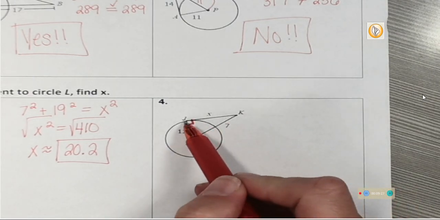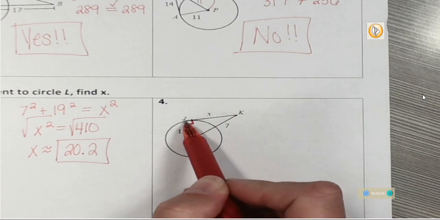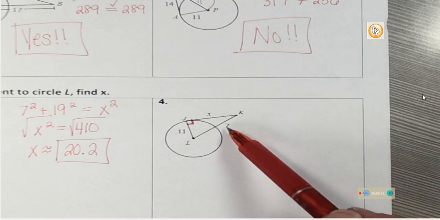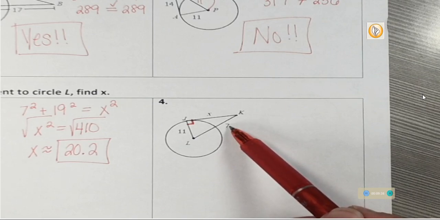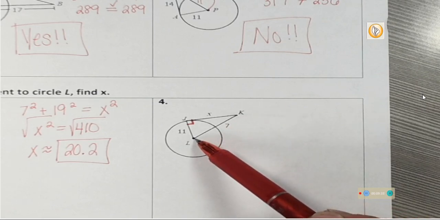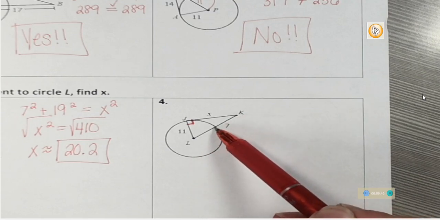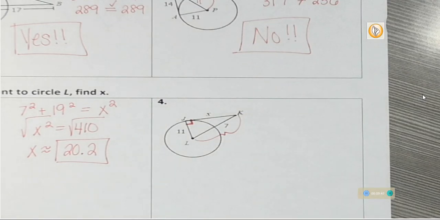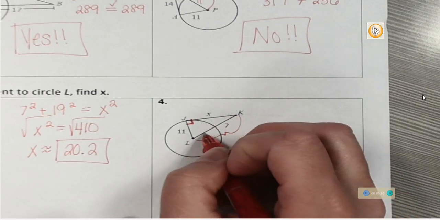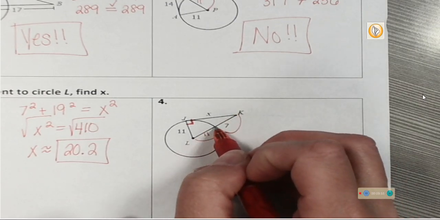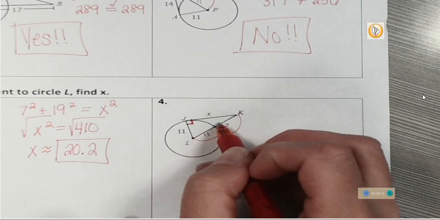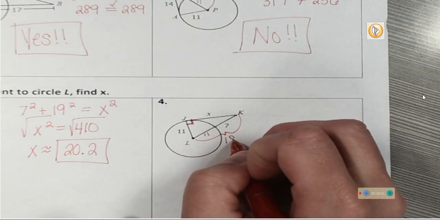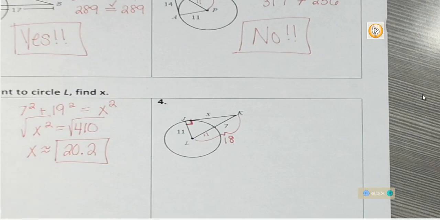Now, from J to K, that's X. From J to L, that's 11. What is 7 referring to? Is it the entire length from K to L? Nope, it's just K to the circle. So what are you supposed to do to find that entire length KL? What are you missing that you actually know? 11. This is 11. Because this is a radius from the center to the edge, that's the same as that one. So what is 11 plus 7 more? That would be 18. Which of those sides, x, 11, or 18, is your hypotenuse?